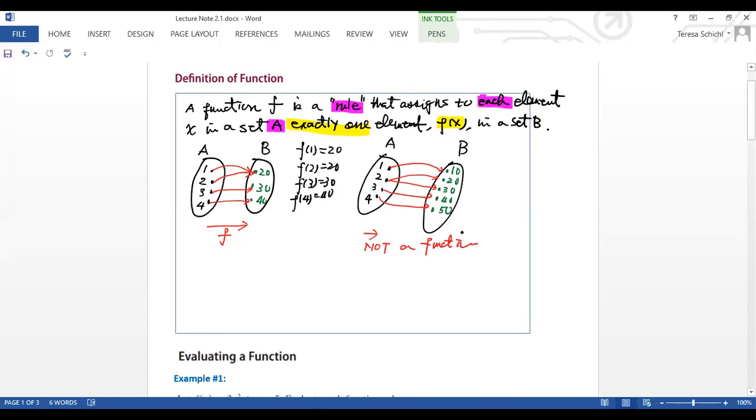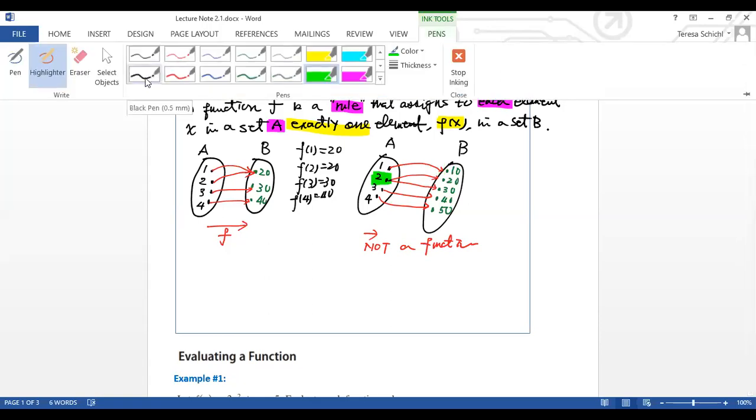Right, not a function because of A. So which one's not a function? This one violated the rules, right? Because this one, 1, 2, 1, the 2, this number gets into a 2, the y value or f of x value. So I know this is not a function.